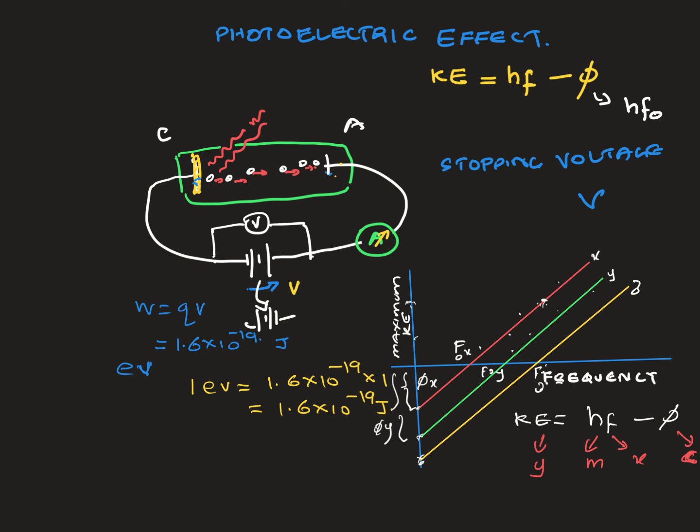Once we draw the graph, the gradient of the graph will give us the value for h. h is Planck's constant, which is always given as 6.63 times 10 to the power minus 34. This is the constant value we normally use to solve problems to do with the photoelectric effect. But if it is an experimental one, we can find Planck's constant by doing this experiment, drawing these lines and finding the gradient.